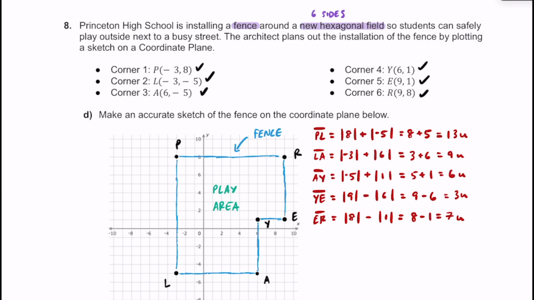And then last but not least, we have one more point here, from R to P. So kind of finishing off the shape here, R to P, that's going to be from here all the way to here. They're in different quadrants, so R is over here at 9 and P is over here at -3. So it doesn't matter which one we write first. We're just adding the absolute values, so it's going to be 9 plus the absolute value of -3. 9 plus 3 is going to equal 12 units.